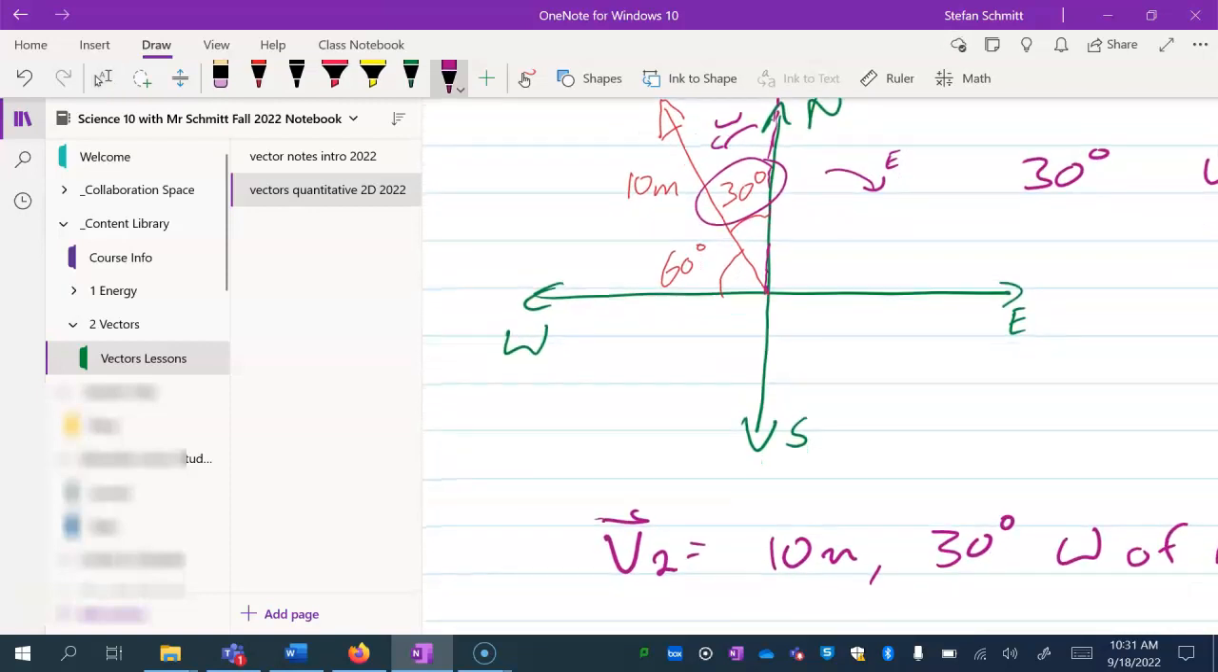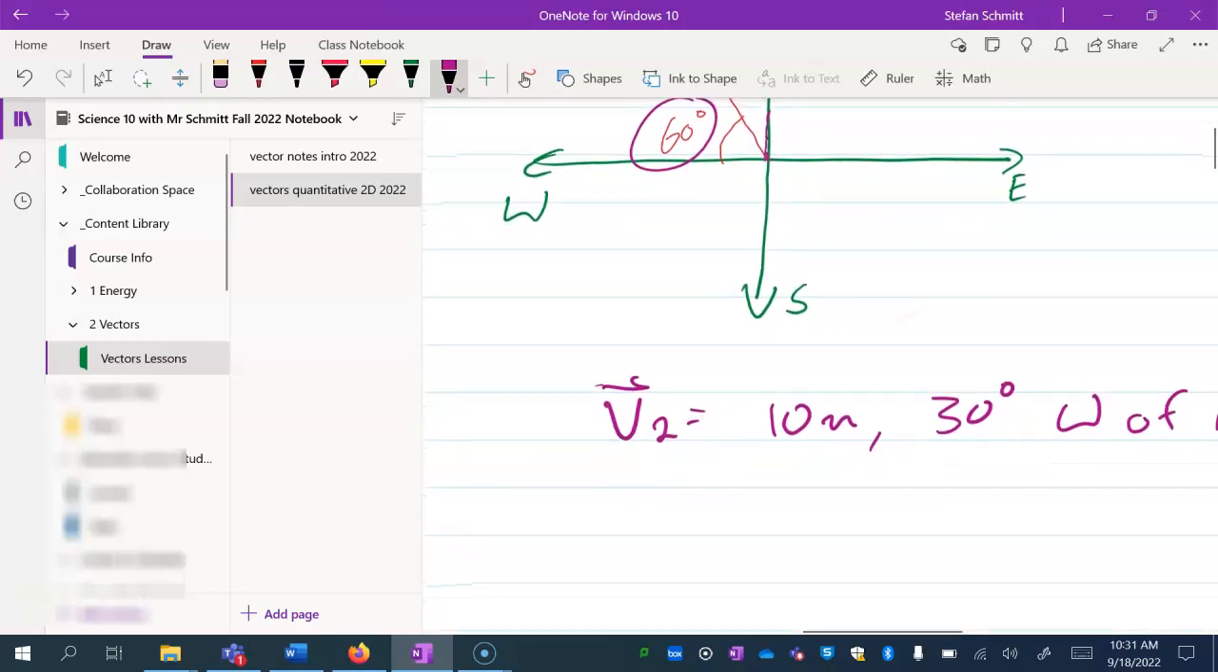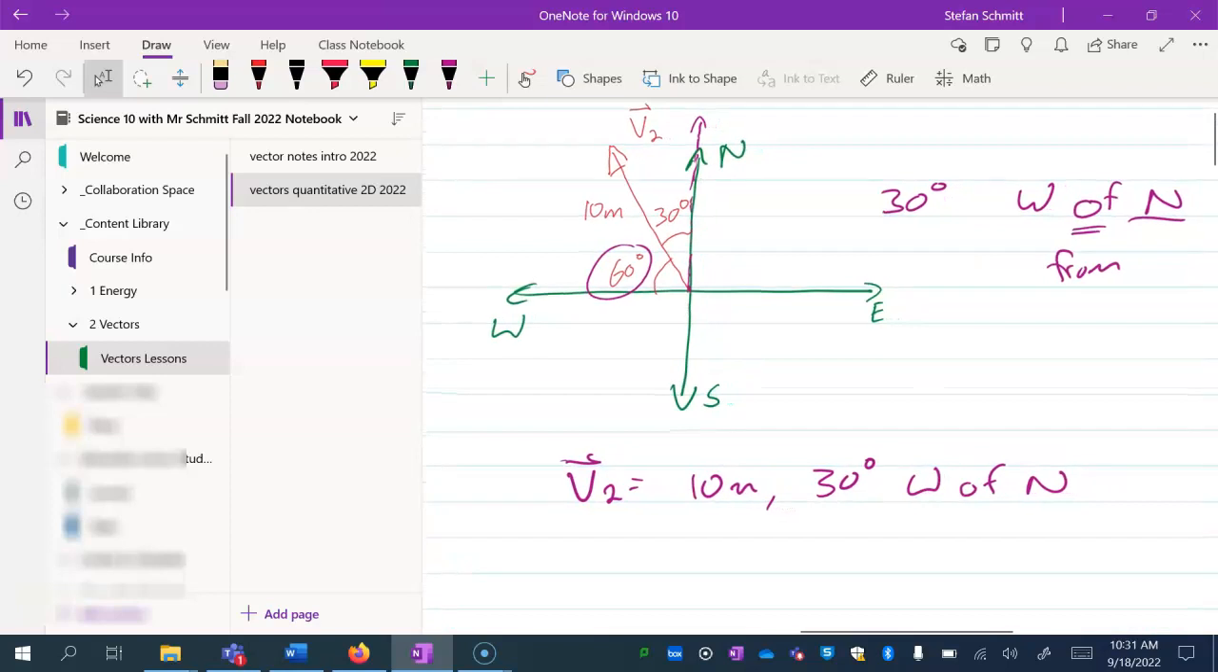Now, this angle also has a complement, and the complement to 30 degrees is 60 degrees. So how could we use 60 degrees in this vector specification? Well, turn 60 degrees from where? From the west, right? So the second letter is west. And turn which way? Turn towards the north. 60 degrees north of west.